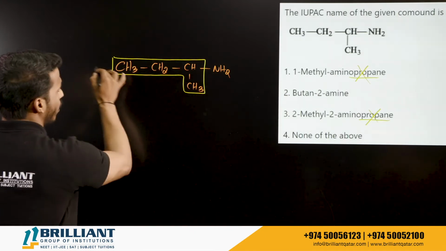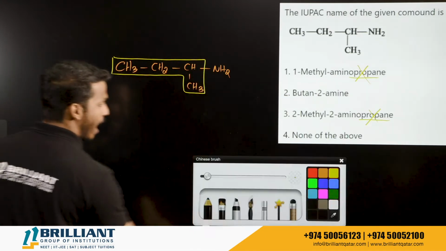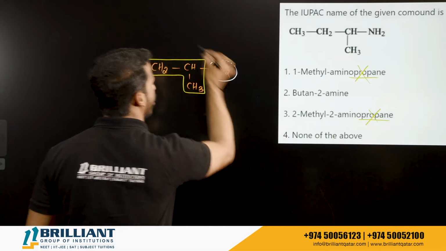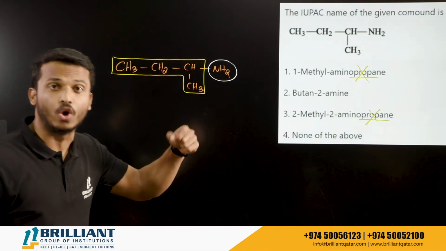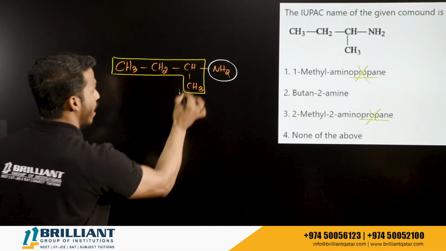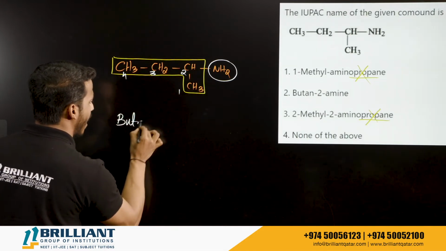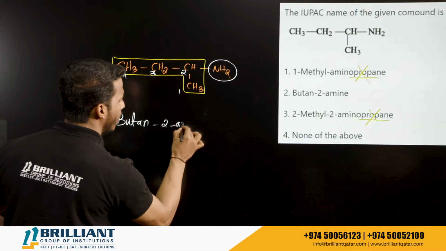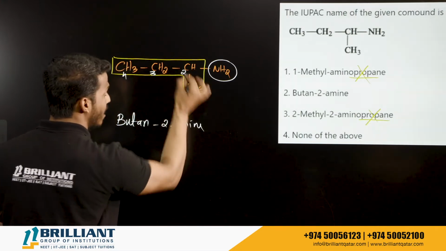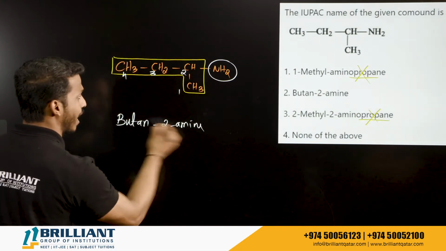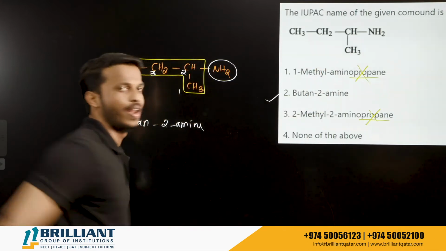Let's check it. So total there are 4 carbons in the chain, and amine is the major functional group here. You know, amine should get the lowest number. So number 1, number 2, number 3, number 4. What's the name, dear all? Butane-2-amine. Butane, 4 carbon, second position there is an amine. Butane-2-amine. Let's go to the option number 2.